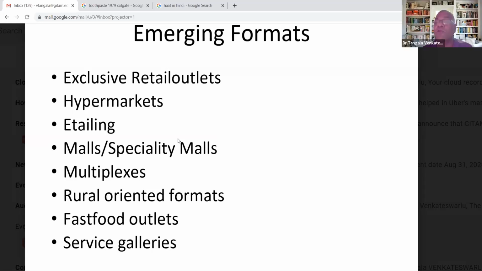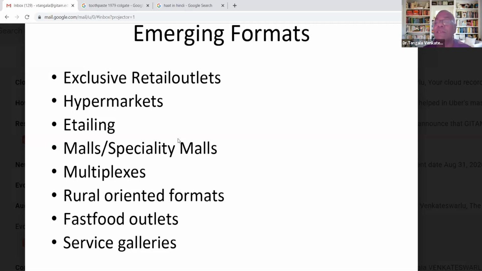So exclusive outlets selling only the brands owned by them, or even if they are selling some products, they will be confining to a particular company's product only. So they will not sell other companies' products.